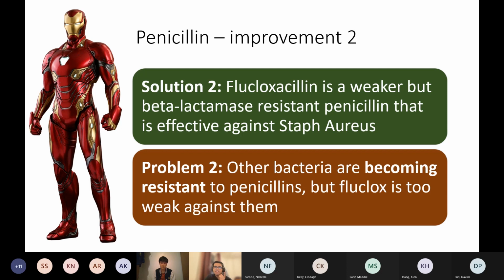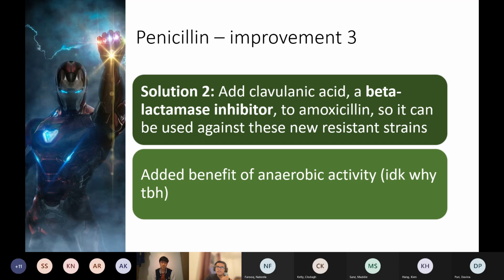But the problem with this is other bacteria were becoming resistant to penicillin. So this is the acquired resistance that comes along with time as people don't complete their antibiotic doses and courses. So the next thing we can do is add an inhibitor, like a beta-lactamase inhibitor, to any penicillin, and that's what you just mentioned. That's co-amoxiclav. So that's our final improvement.